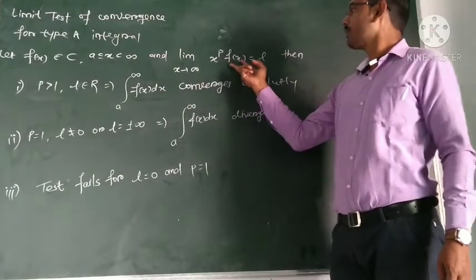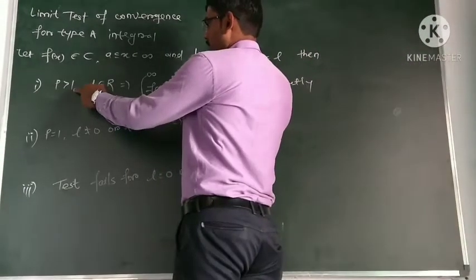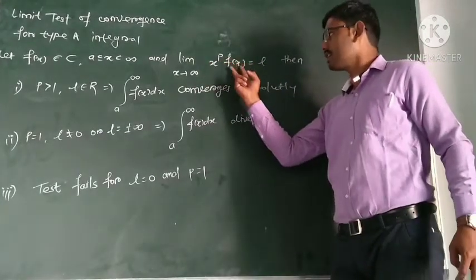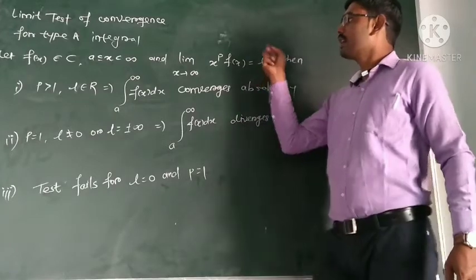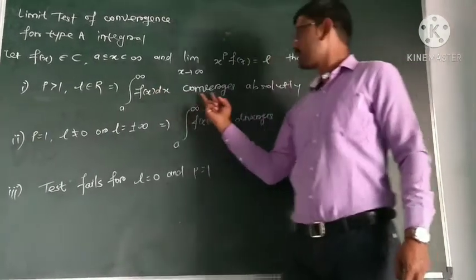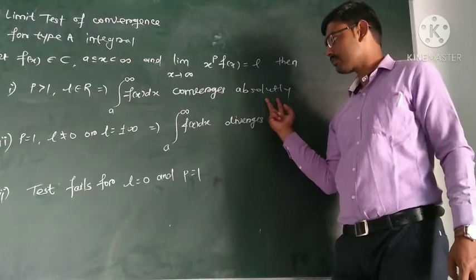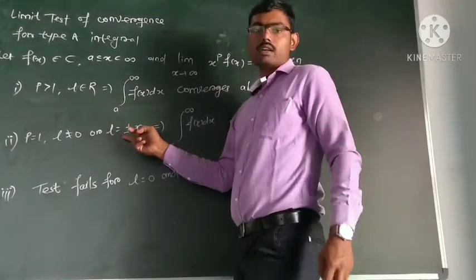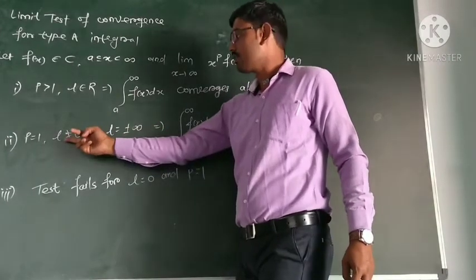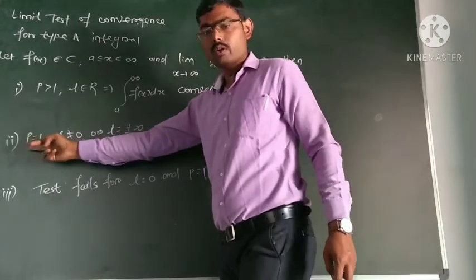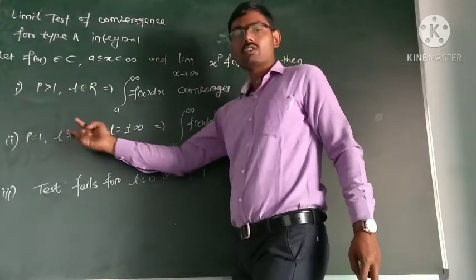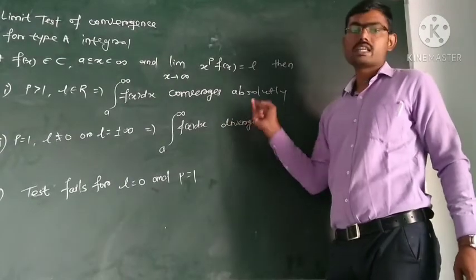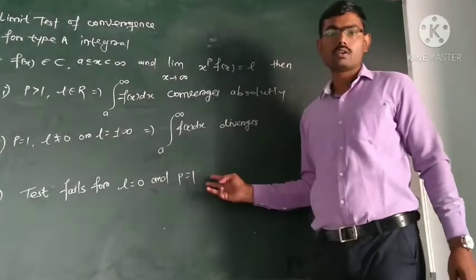Now if this p is greater than 1, and the limit of x to the power p into the function is a real number, then the improper integral of f converges absolutely. Now if p is equal to 1 and the limit is equal to plus or minus infinity, or not equal to 0, then the improper integral is divergent. And the test fails for L equal to 0 and p equal to 1.